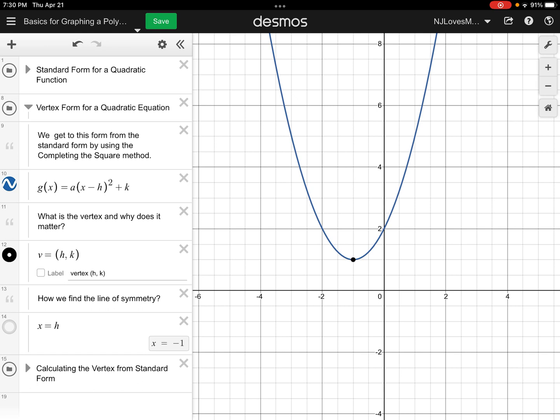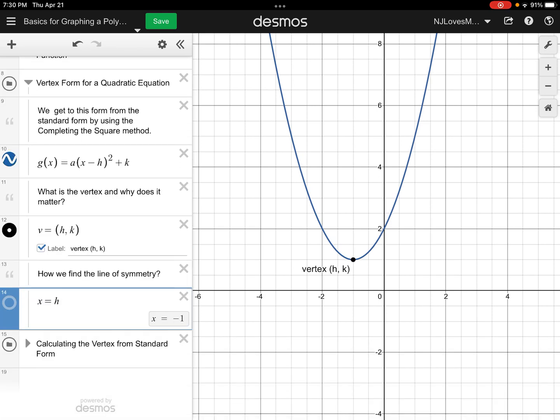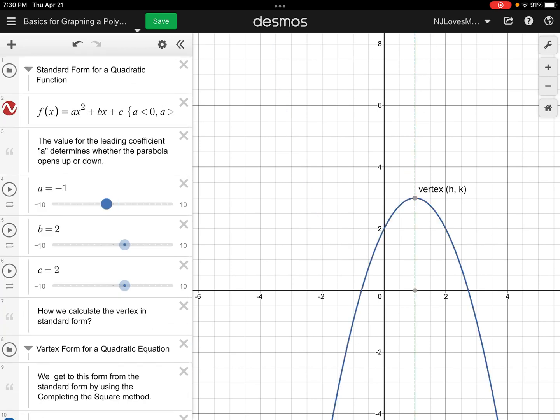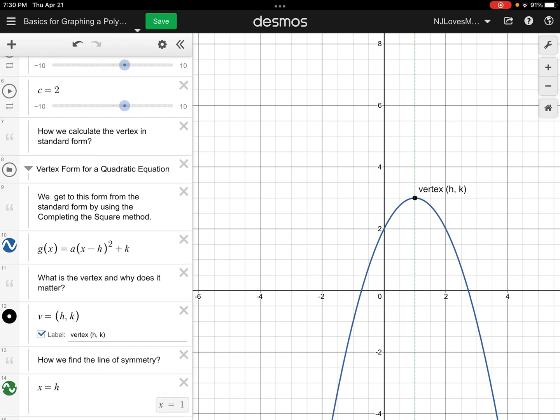From this form, we can see the vertex is located at h and k. And if I click on the label, you can see actually where the vertex is. It's also good to know that the line of symmetry, there we go, goes across that h. x is equal to h, that line, that's the line of symmetry. But again, that vertex h, k is going to show us, for this parabola, the minimum and the maximum if the parabola is facing downward.